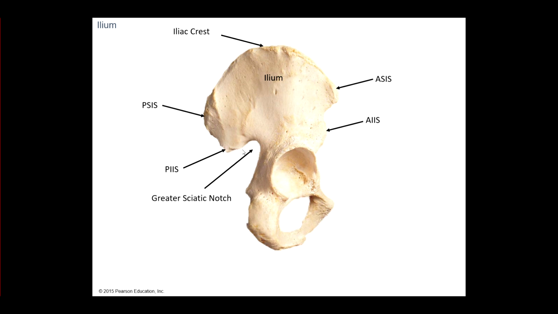The next landmark on the ilium that I'd like you to find is this big notch right here. This actually allows for passage of the sciatic nerve. The sciatic nerve forms in front of our sacrum inside the pelvis, and then it emerges through this big notch, the greater sciatic notch, and comes out about mid buttock and then heads down towards your toes. So this is a big notch for the sciatic nerve.